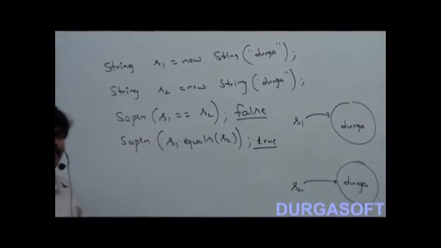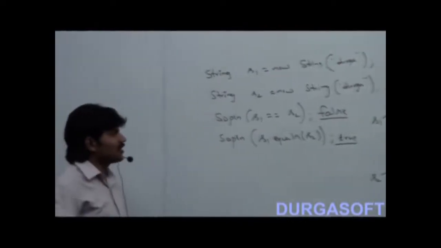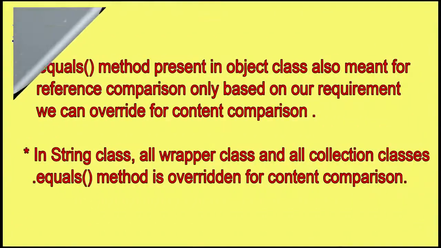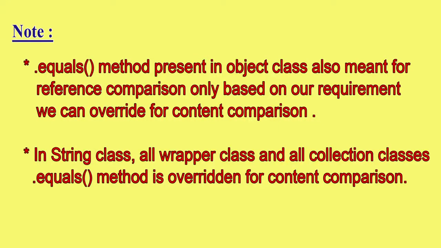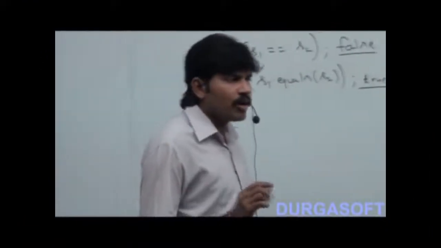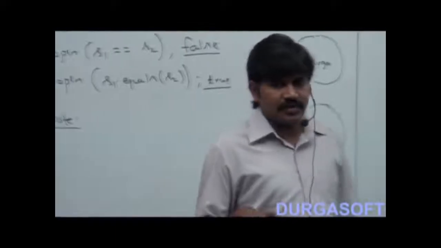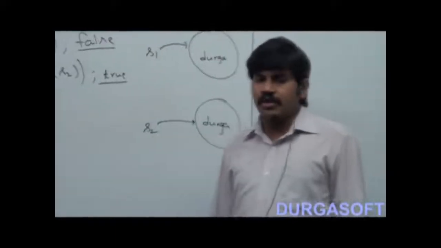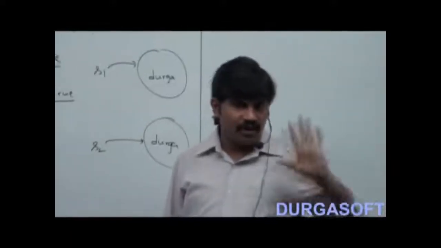But here one small twist is there. Compulsorily, better to take note. That's all. You people should be aware of this loophole also, clearly, right? Okay. So what is the difference between the double equal operator and the dot equals method? The terminology is very clear, right? Okay, that's all.